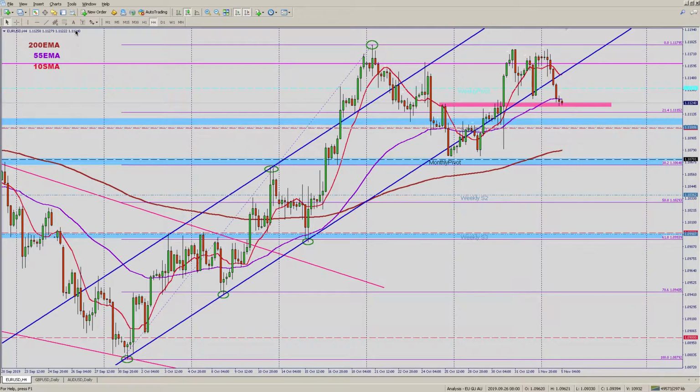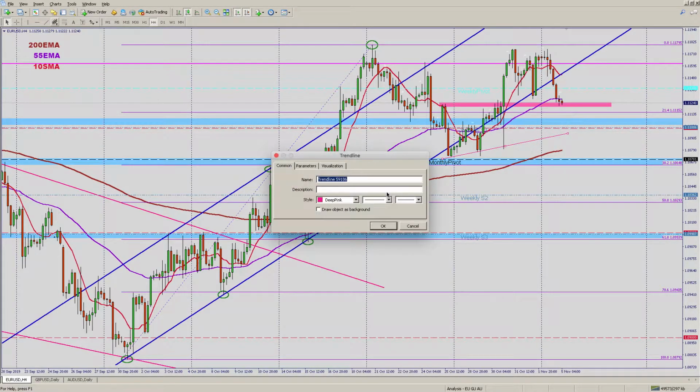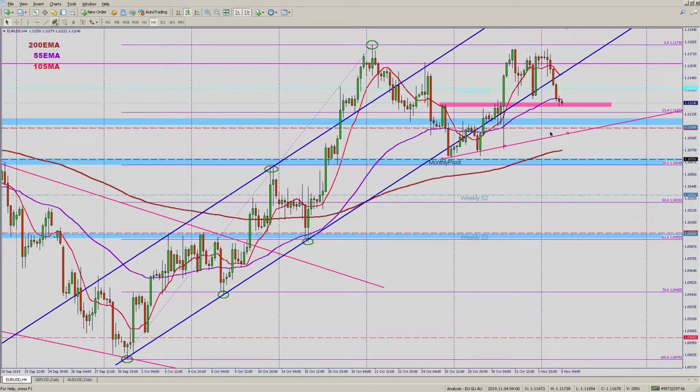Right, and we could actually mark a lower trend line for support here, and if it does come down towards the 111 area, then that should provide a critical support area.